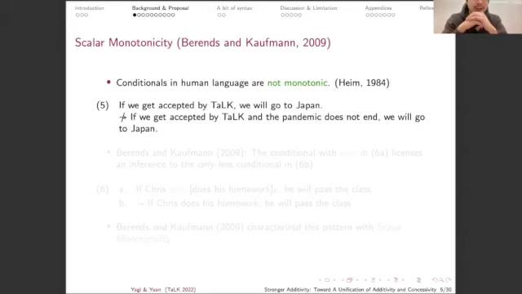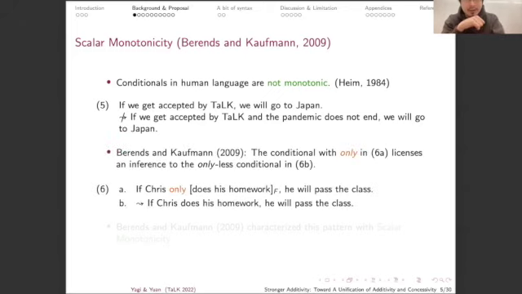This entailment is not valid. But in certain contexts or with certain antecedents, we have something that makes us feel like conditionals are monotonic. An example is shown in 6. So in 6a, it says if Chris only does his homework, he will pass the class. And it makes an inference to the 'only'-less conditional in 6b: if Chris does his homework, he will pass the class.